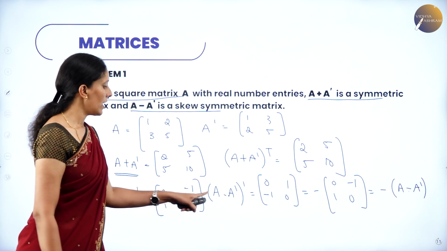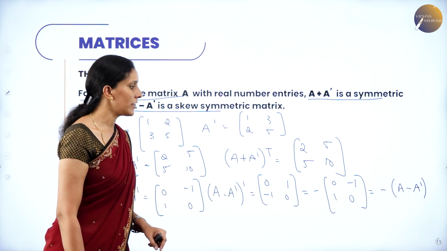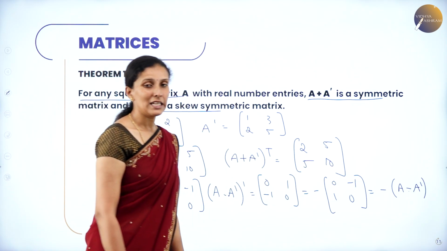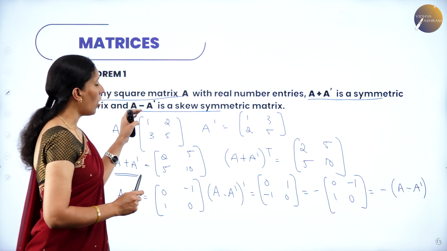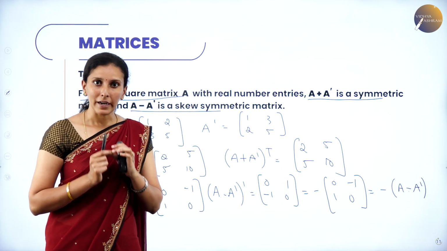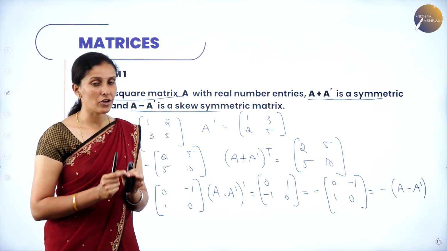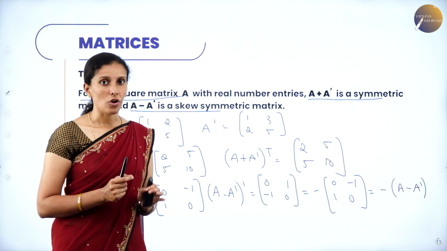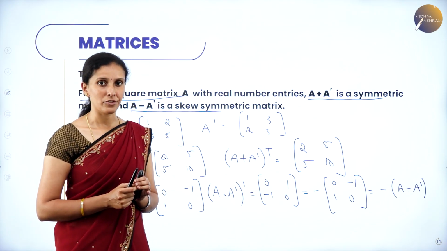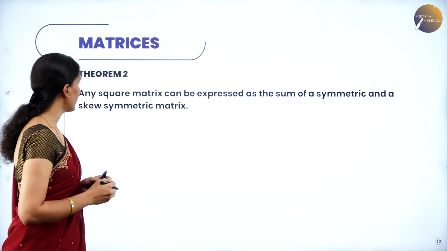So clearly, (A minus A dash) whole transpose is minus of (A minus A dash), or minus of (A minus A transpose). Hence, for all matrices A with real number entries, A plus A transpose is always symmetric. A minus A dash is always a skew symmetric matrix. Next, one more theorem we have.